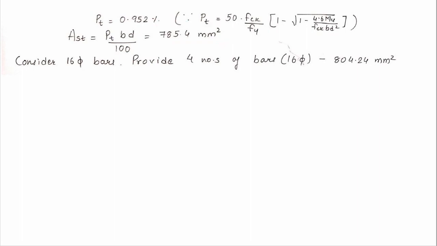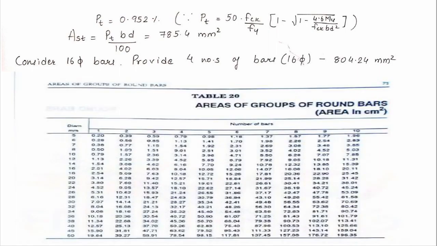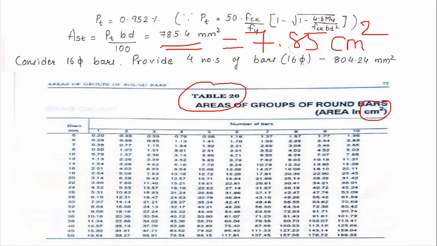Now we won't be using the manual method, that was only for the first example because you are not aware of the steel table. Now we will always be referring to our steel table. So from steel table, page number 71, table 20, we need to find a value that is near maximum to 785, but keep in mind again the value is to be taken in centimeter square. So it will be 7.85 centimeter square. So we need to find again what will be the range.